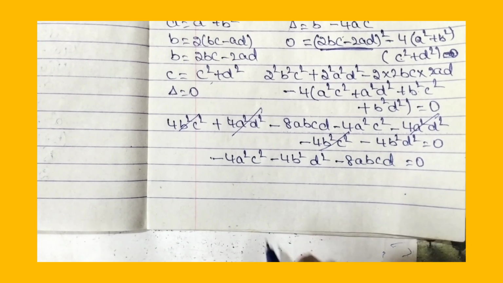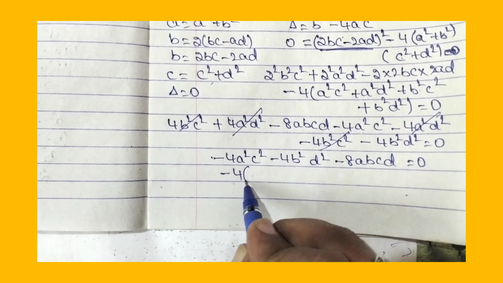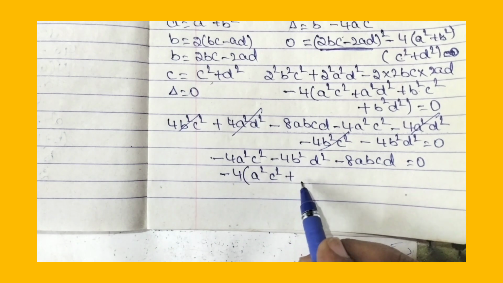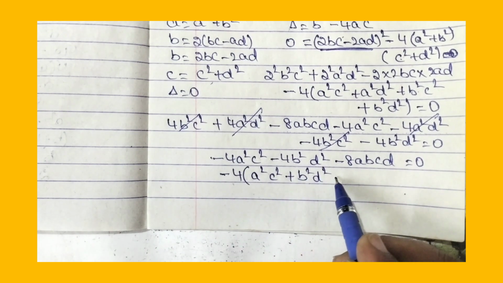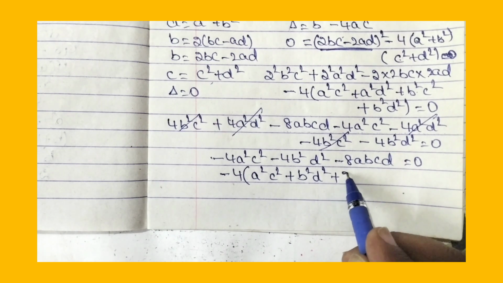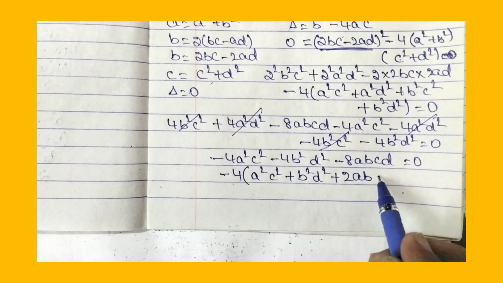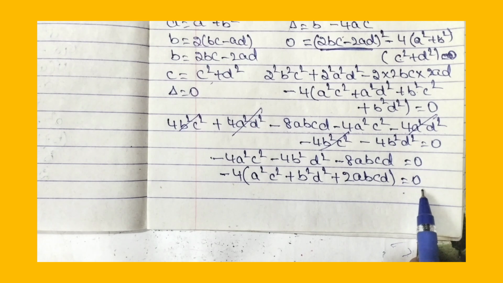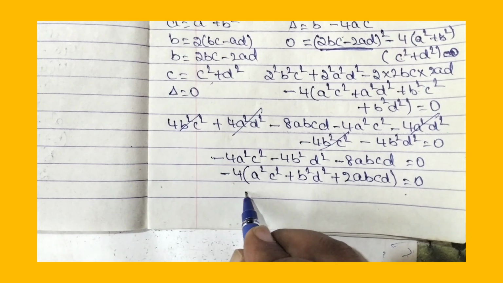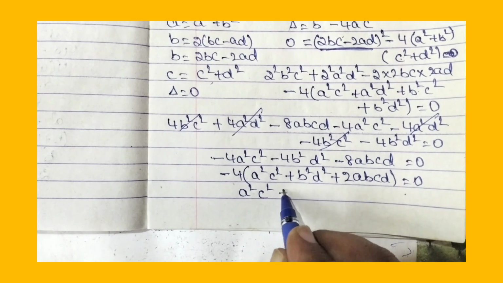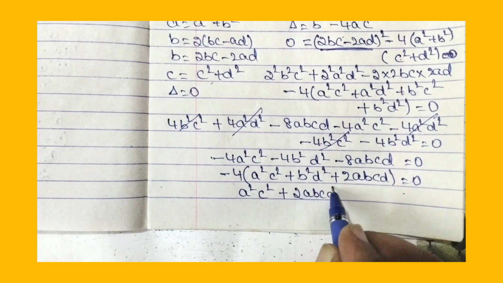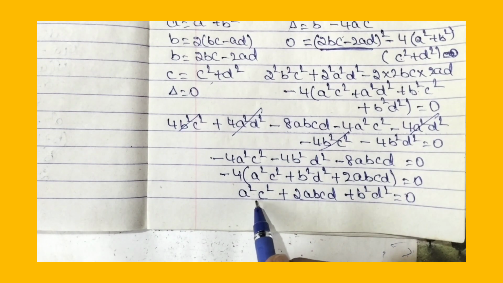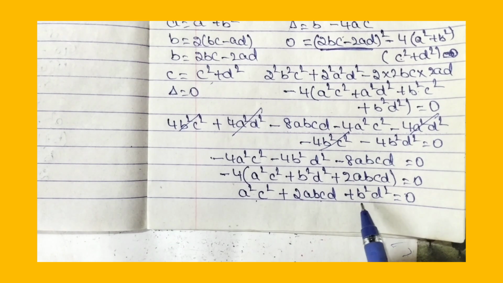Now take minus 4 as common. Then we have a square c square plus b square d square plus 2abcd, which is equal to 0. If I bring minus 4 to the denominator of 0, then 0 by minus 4 is 0. What is remaining is a square c square plus 2abcd plus b square d square equal to 0. Now it is in the form of a square plus 2ab plus b square.